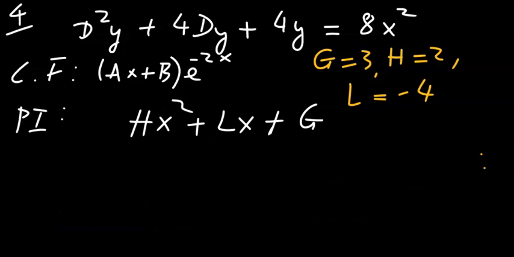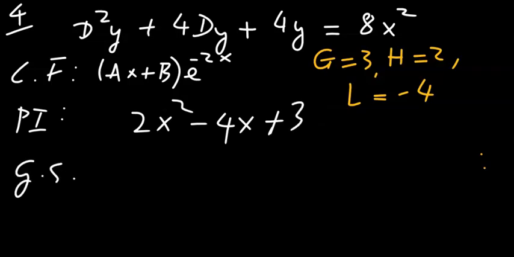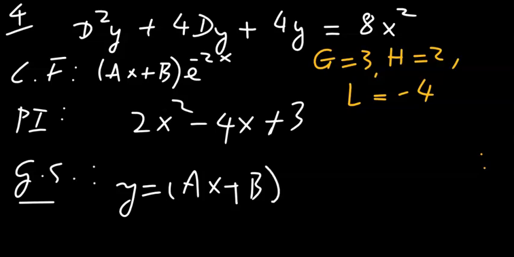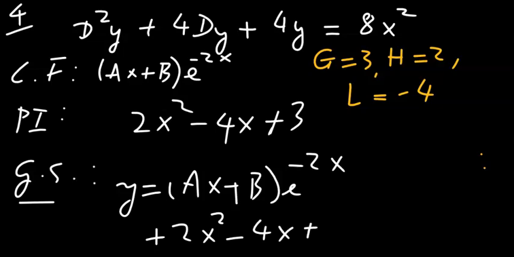And that will give us the particular integral. h is 2, l is minus 4, and g is 3. The general solution to that differential equation is therefore y equals (ax plus b) e^(-2x) plus 2x squared minus 4x plus 3. And that solves the problem. As always, thank you for watching.